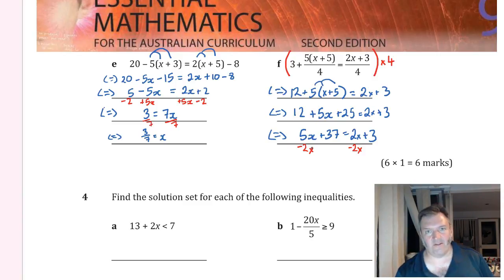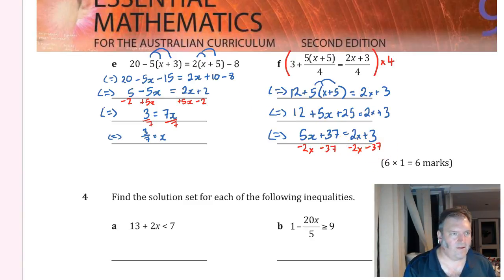So my x's are going to the left. Where do I want to send my numbers? Not on the left side. Get rid of them. So this plus 37, I've got to get rid of it. I've got to subtract 37 from each side. Okay. Now we're getting somewhere.